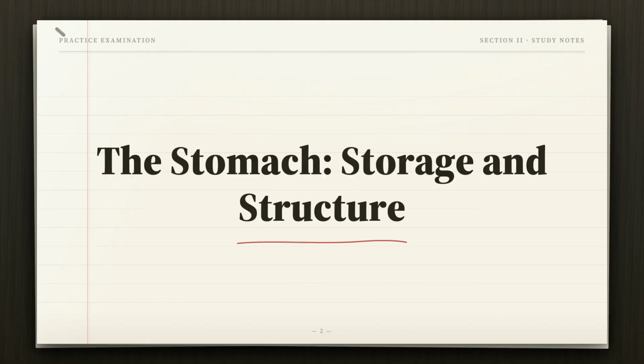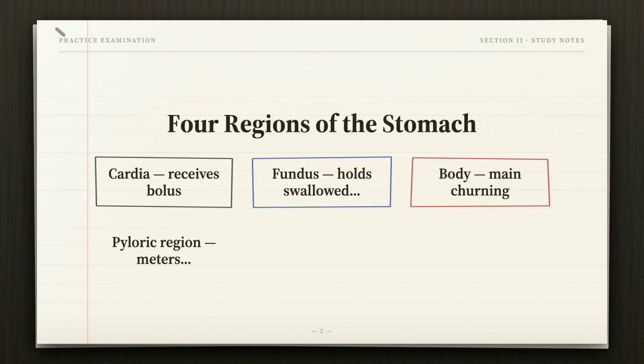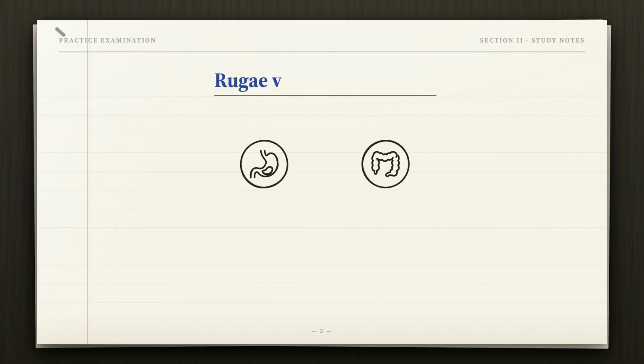The stomach works like a holding tank with a grinder attached. As the widest part of the alimentary canal, it collapses to the size of a sausage when empty, but stretches to hold a liter or more of a meal, up to 4 liters at maximum, letting you eat in minutes and digest over hours. 4 regions divide the stomach, each with a distinct job. The cardia surrounds the entrance and receives the bolus. The fundus is the dome that traps swallowed air. The body is where most churning happens, and the pyloric region funnels chyme through the pyloric sphincter into the duodenum.